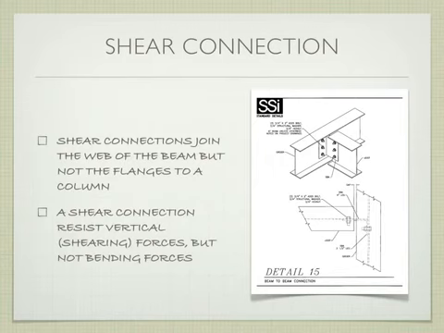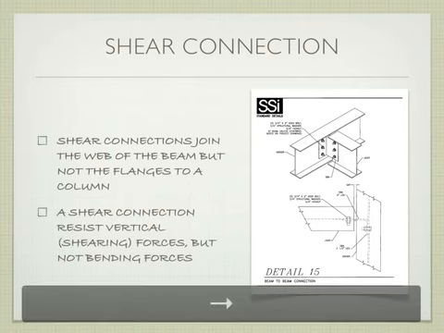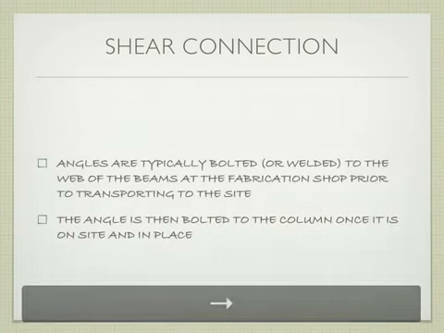So, shear connections, right, join the web of the beam, but not the flanges. Okay? Shear connections resist vertical or shearing forces, but not lateral forces. Right? So this has nothing to do with earthquakes. It's only all of us standing in the room that this is trying to deal with. Okay? It's obviously a much cheaper connection to make because it doesn't involve welds. Right?